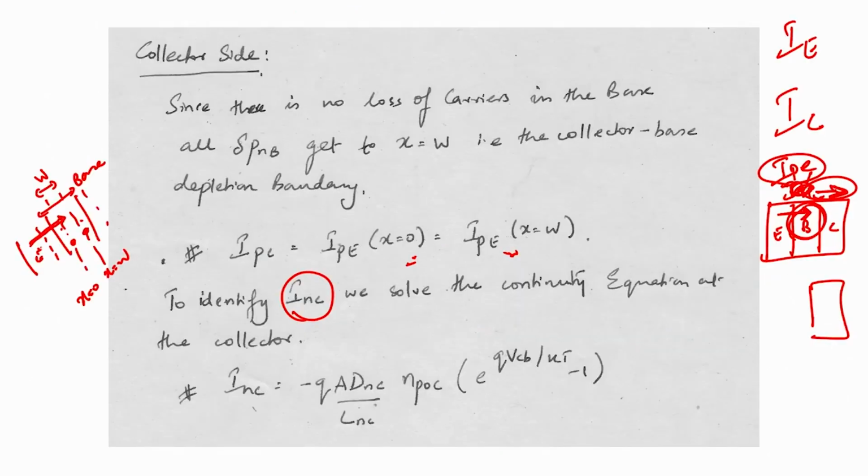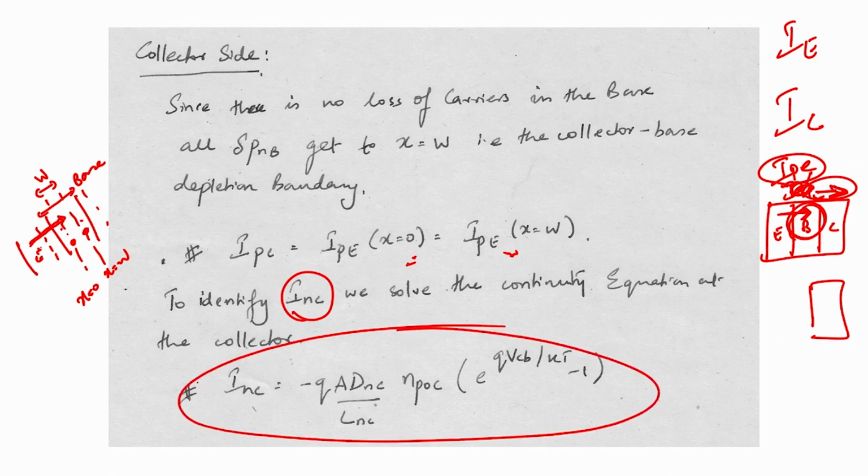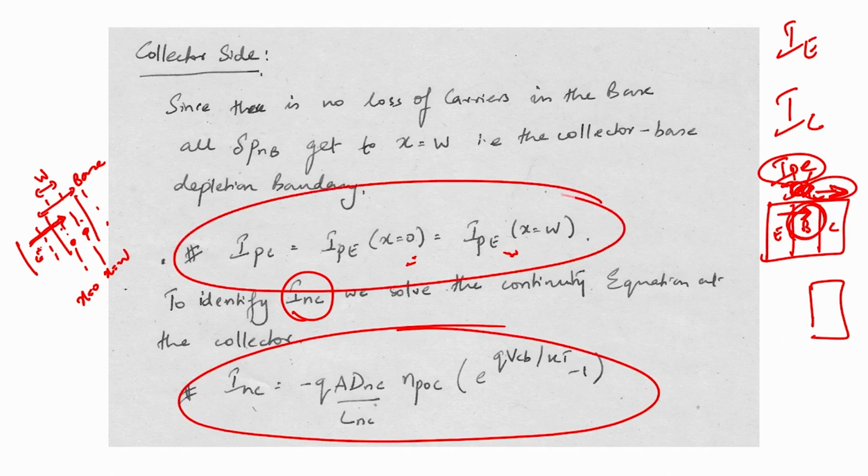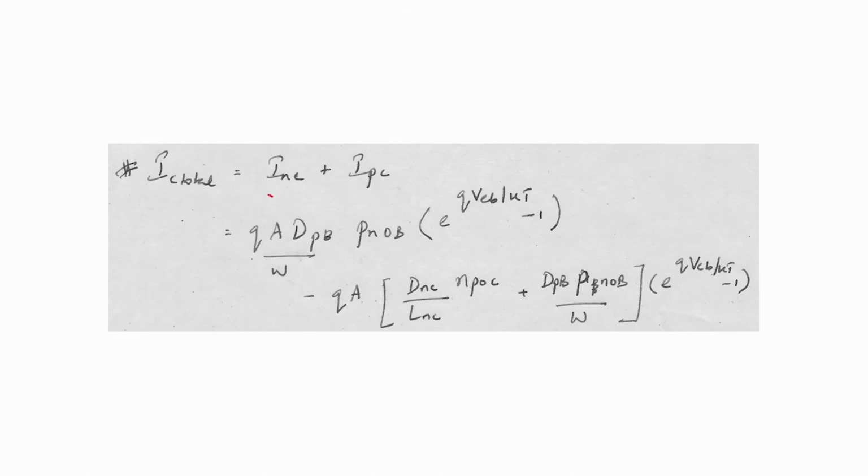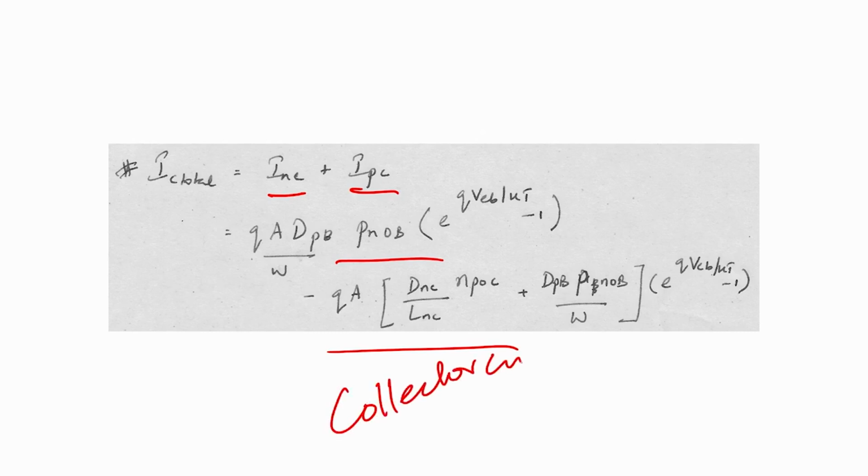case of the emitter, and we will find that the electron current in the collector is given by that, the hole current in the collector is given by this term that we have already calculated, and therefore, the total current in the collector is INC plus IPC, which is given by this term. So, that is my collector current. So, we have now calculated IE and IC.